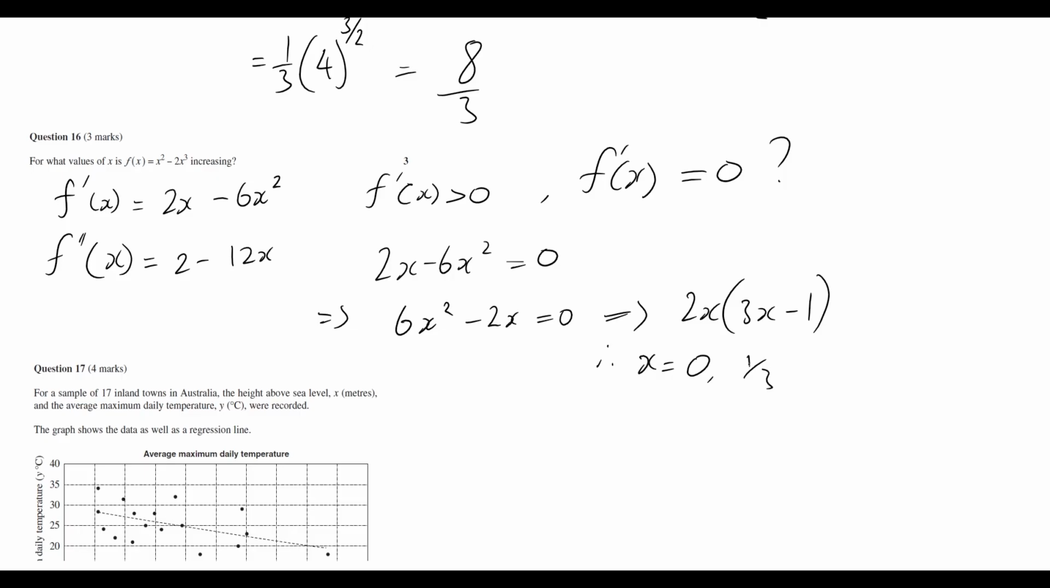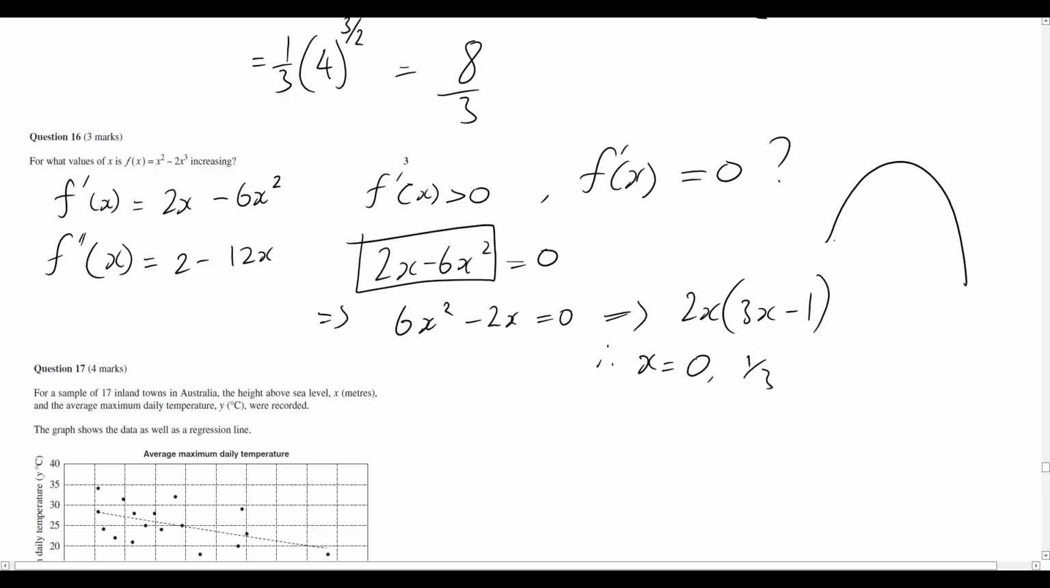Let's now think about what the graph of 2x minus 6x squared actually looks like. That's a concave down parabola, looking like that. And we know that those 2 coordinates there, x equals 0, let's pretend that's 0, and x equals 1 over 3, are going to be the roots of that parabola.